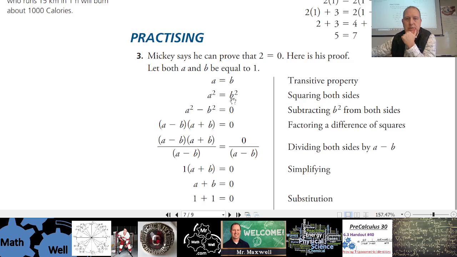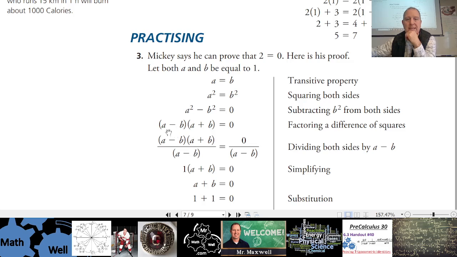A squared equals B squared. Can you square both sides of an equation? Yes, you can. If both sides are equal, it's like you're multiplying by the same thing. So squaring both sides, no problem. Can you take B squared over to the other side and subtract it from both sides? Yes, that's not a problem. Now, this is a difference of perfect squares, so we can factor this as A minus B times A plus B. That's all good.